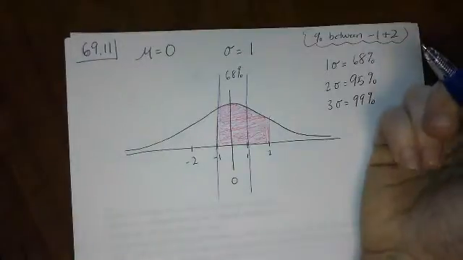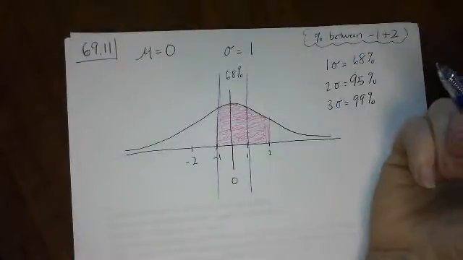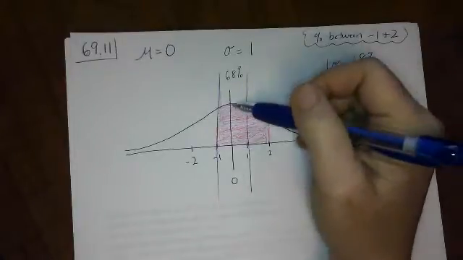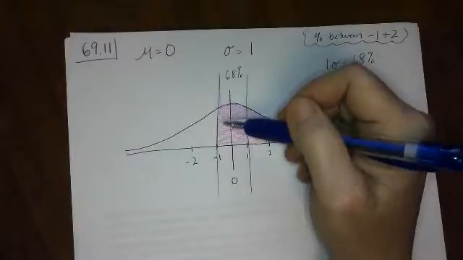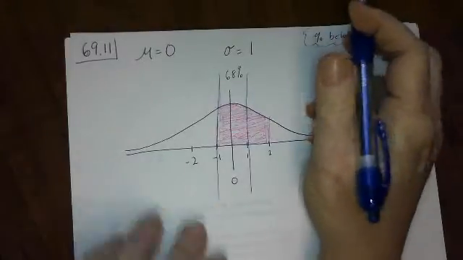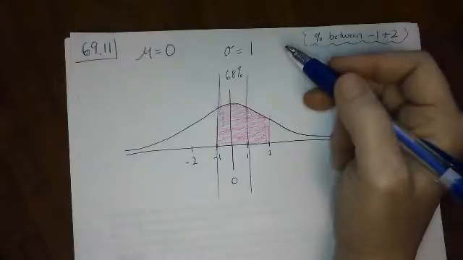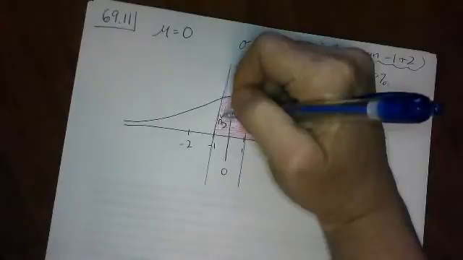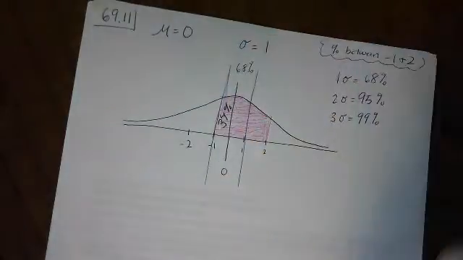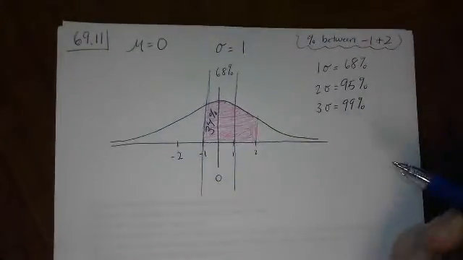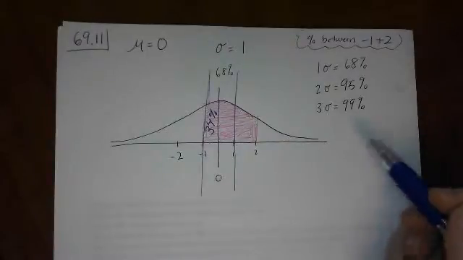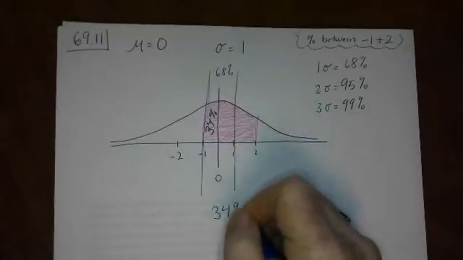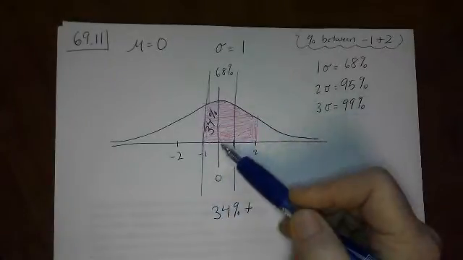So I'm thinking I'm going to want to split that 68% because I want this little pink piece plus this bigger piece. So I'm going to say that this little section is half of 68. Well, that's 34, right? Because they gave me a hint, right? The hint was the percentage between -1 and 0. Well, that's 34 plus the percentage between 0 and 2.